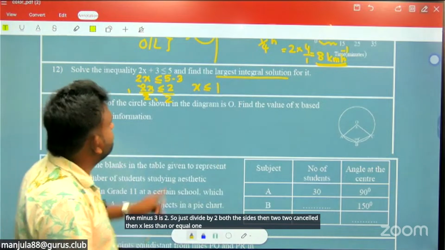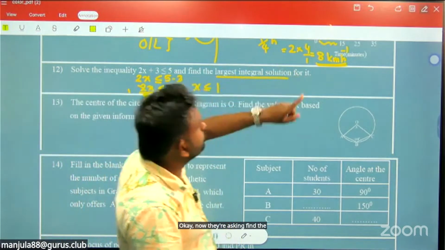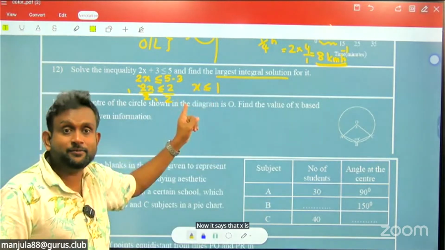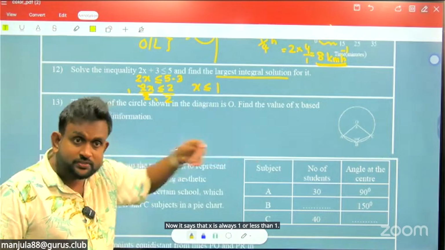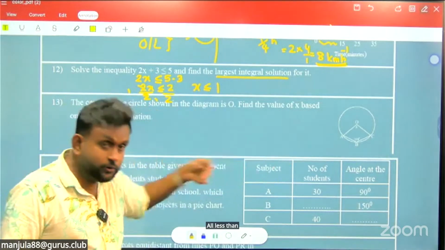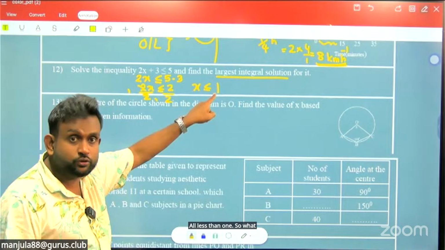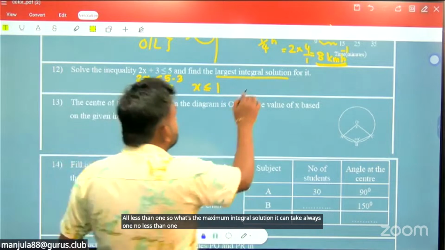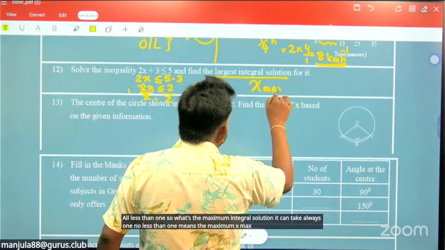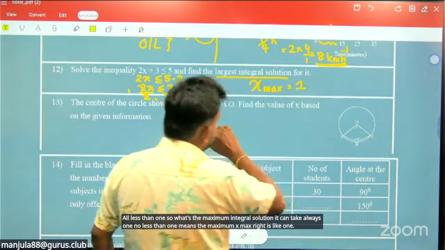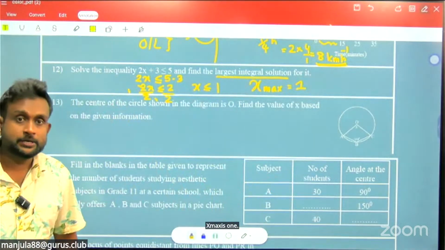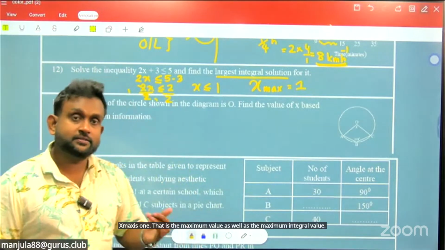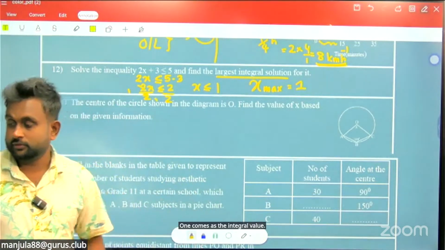Now they are asking to find the largest integer solution. It says x is always 1 or less than 1. So what is the maximum integer solution it can take? Always 1 or less than 1 means the maximum x is 1. x max is 1. That is the maximum value as well as the maximum integral value. 1 comes as the integral value.